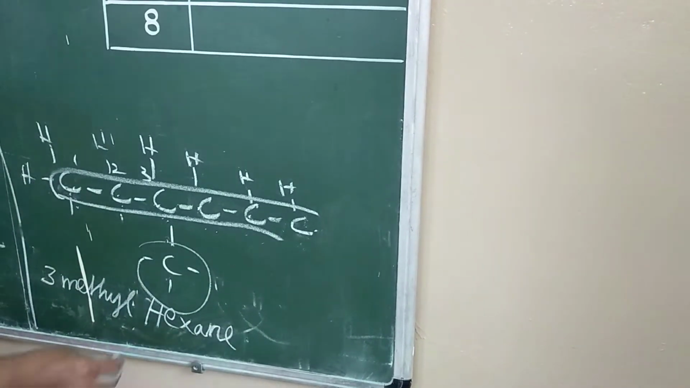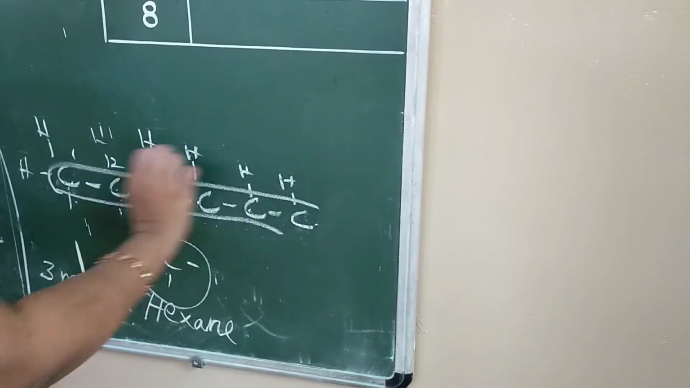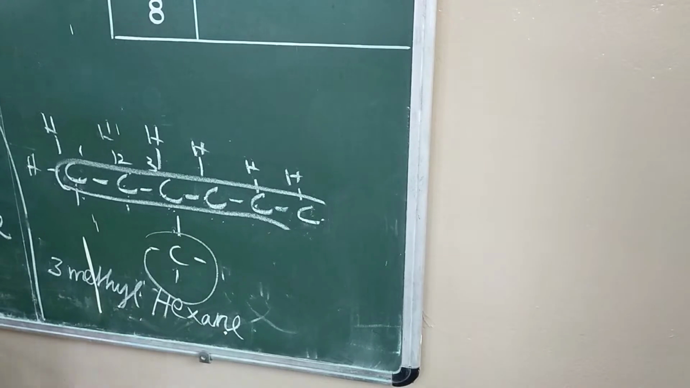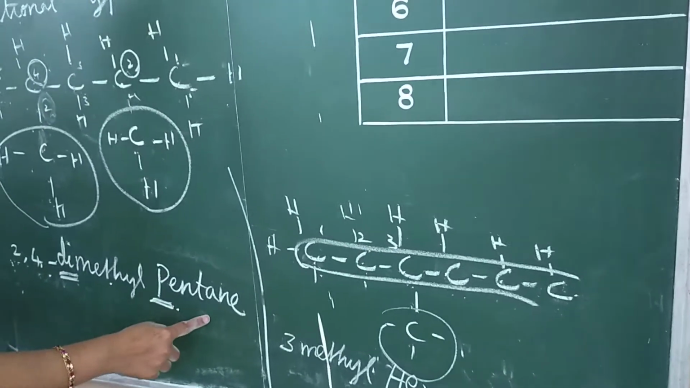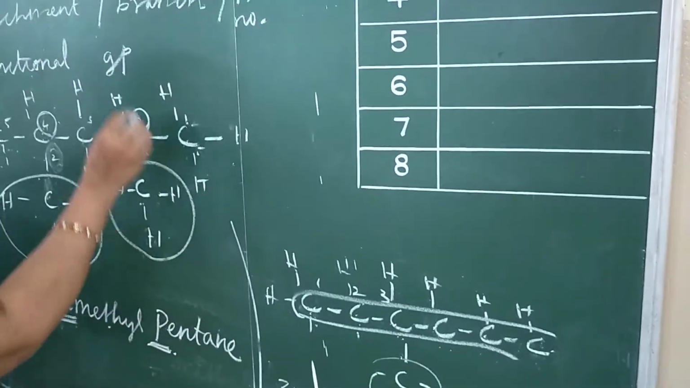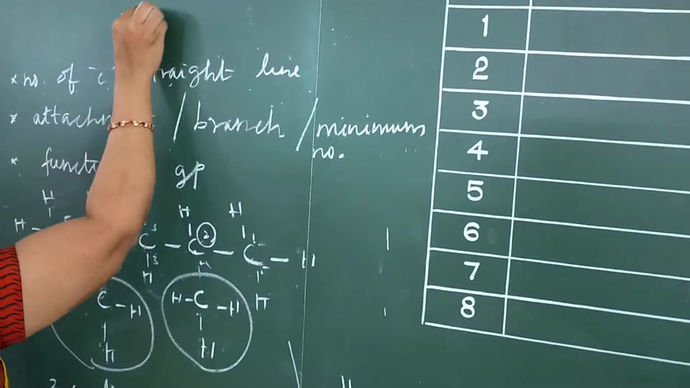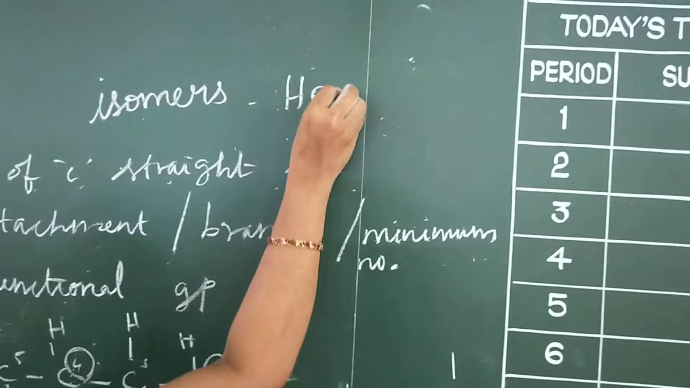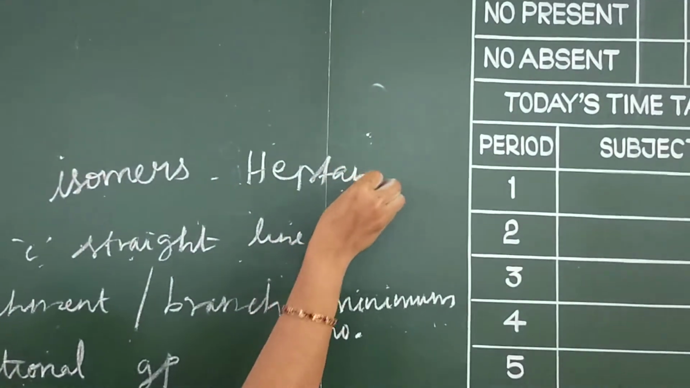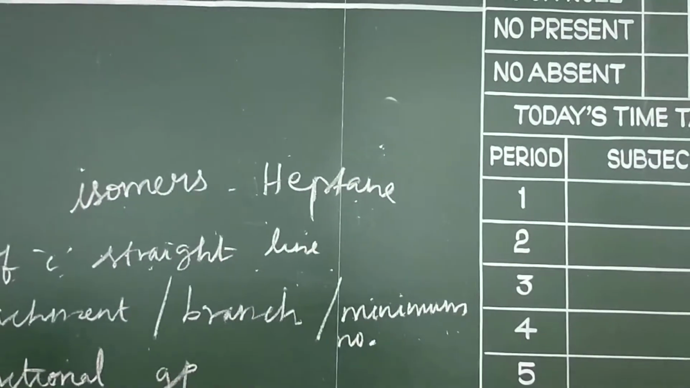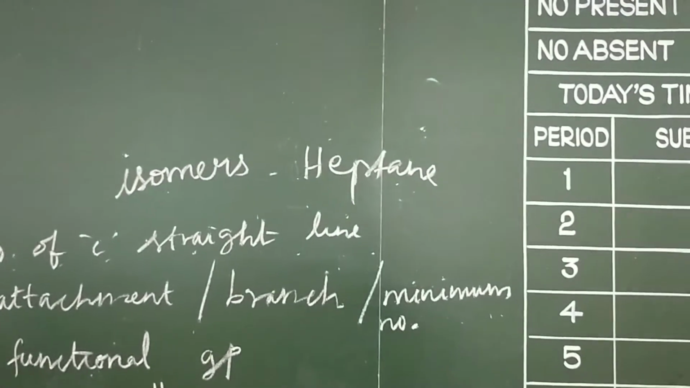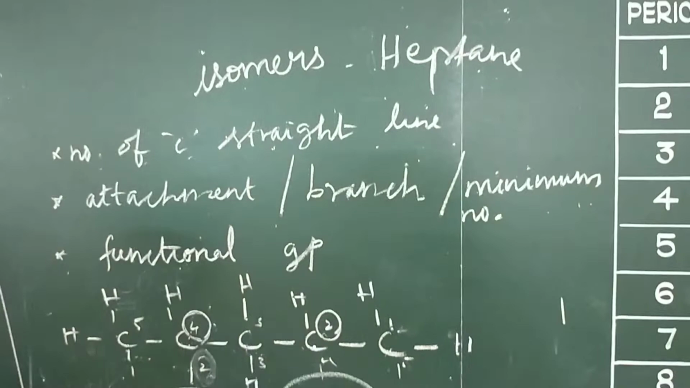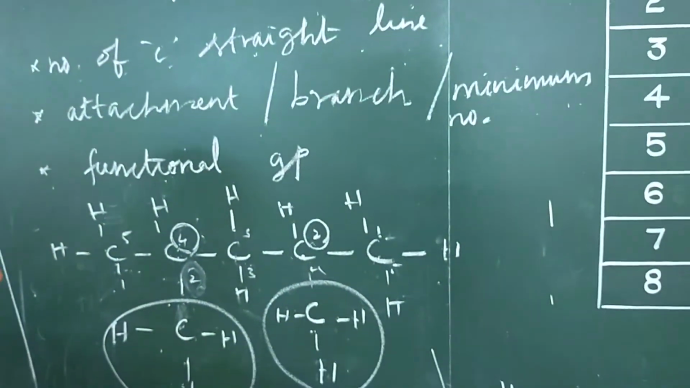Understood, children? So heptane, n-heptane, straight line means n-heptane. N-heptane, 3-methyl hexane, 2,4-dimethyl pentane. These are all isomers of heptane. So we can draw the structure and we can identify the name of the compound. Anywhere else, if a functional group is attached, the name will change.